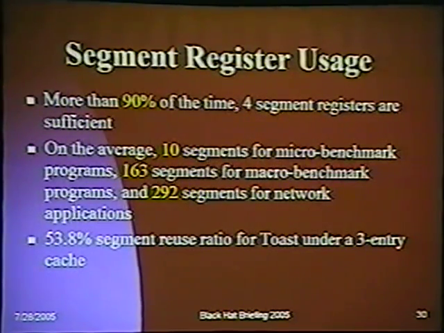And on the average, how many segment descriptors do we need? Remember, we have about 8,000 of them. It turns out that there are more than enough for most of the applications that we test, right? 10 segments for micro benchmark programs, 163 segments for macro benchmark programs, 292 segments for network applications, and so on. And we also evaluate that idea of LDT caching.